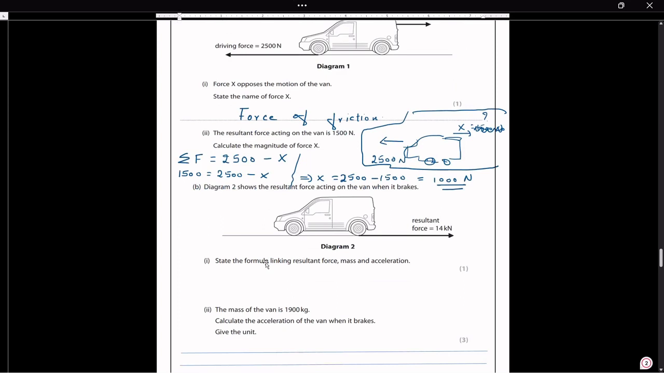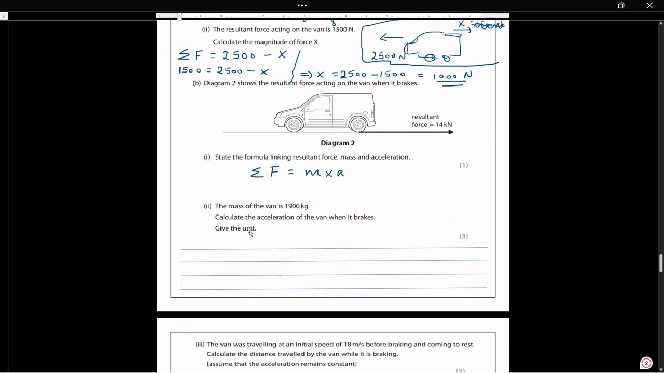Now the next part is, state the formula linking resultant force, mass and acceleration. I think this is a repeated question. Sigma F, the resultant force, is the product of mass and acceleration. The mass of the van is 1900. Calculate the acceleration when it brakes.